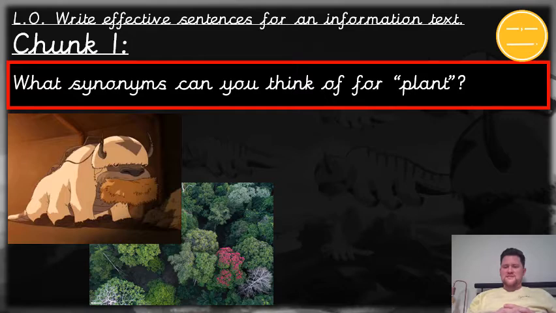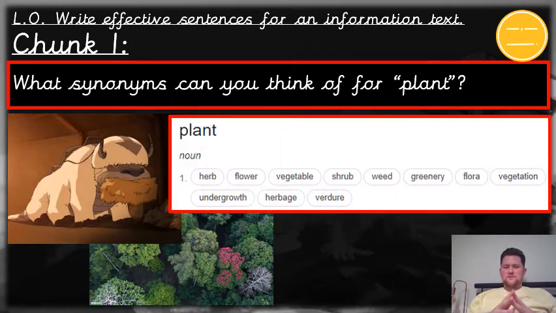Let's have a look at some synonyms for plant. Herb, flower, vegetable, shrub, weed, greenery, flora, vegetation, undergrowth, herbage, verdure. Pause the video and write down some of the synonyms for that noun, plant. We're going to use these right through the writing to make some hyphenated words later as well.